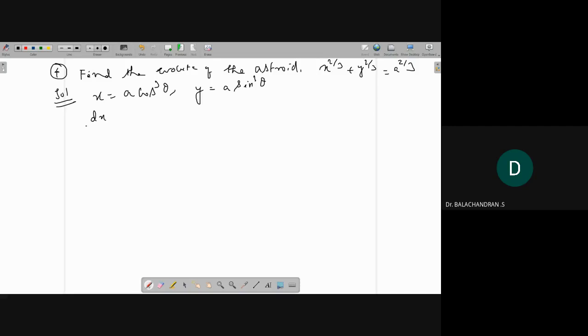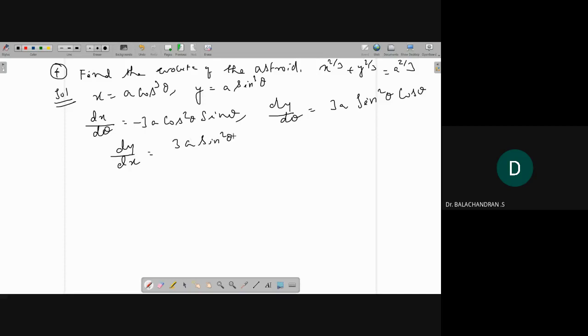Okay, now find dx by d theta. If we differentiate this, we'll get 3a cos square theta into, if you differentiate cos theta, we'll get minus sin theta. And dy by d theta is equal to 3a sin square theta into cos theta. So dy by dx is equal to 3a sin square theta into cos theta divided by minus 3a cos square theta into sin theta. It is equal to sin by cos, tan theta, so minus tan theta. So this is the first derivative.